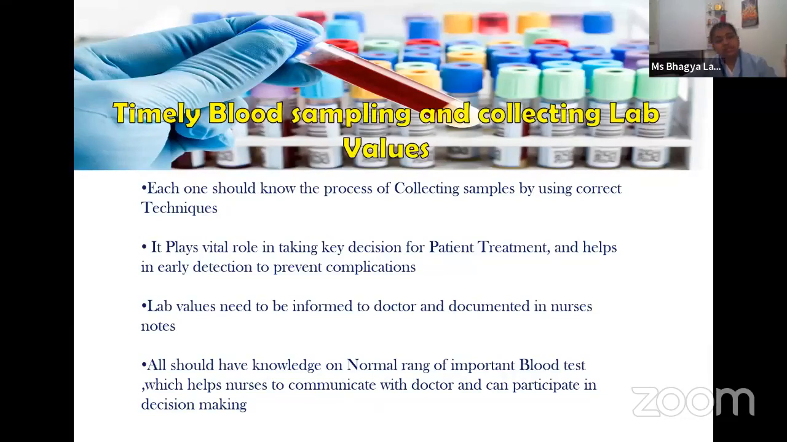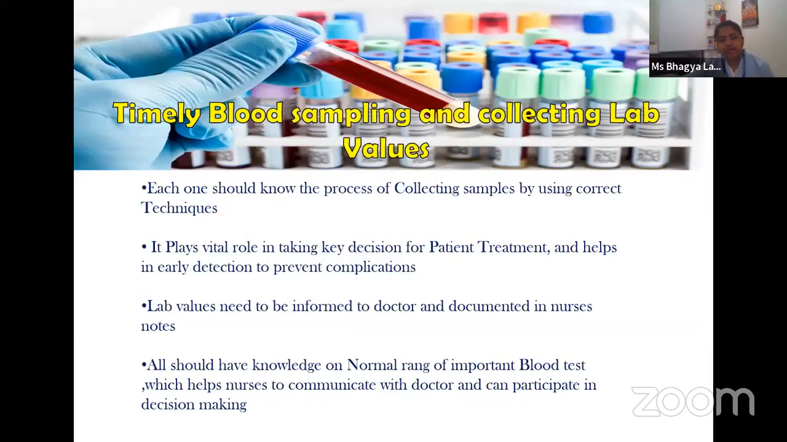Now, as we have covered from the time we receive the patient, how to assess the medical history, assessing systemically from head to toe, understanding at the bedside what are the things we have to monitor. As I have said, it is for anticipation. We have to anticipate things before they happen, so that timely action can be taken. Other than those parameters related to the patient, there is something which we will be doing other than at the bedside. So, timely blood sampling and collecting the lab values.